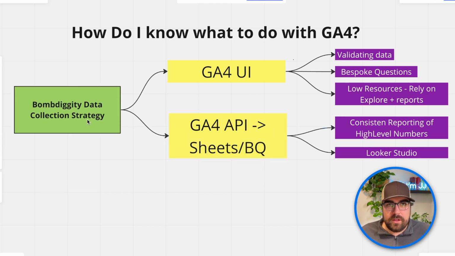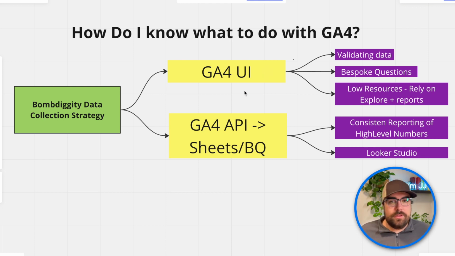So just to clarify, we have these two paths so far. We have the GA4 UI, which I would say is great for validating data, bespoke questions, and if you have low resources or a one-man or one-woman team, and you want to rely on the Explore reports, which are not dynamic, and the default reports, which you can customize, but you might need a collection of those reports to get your answers, as opposed to having a single page where you're able to just say, hey, this is how we do it.